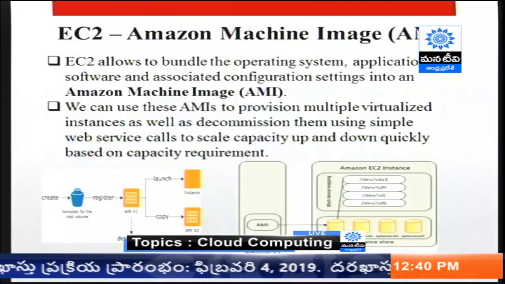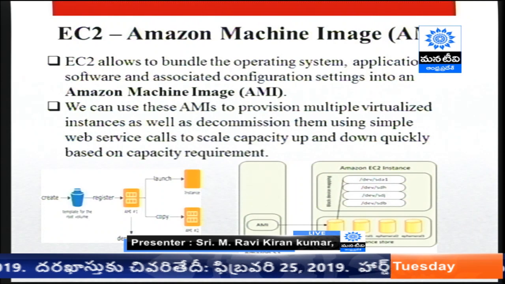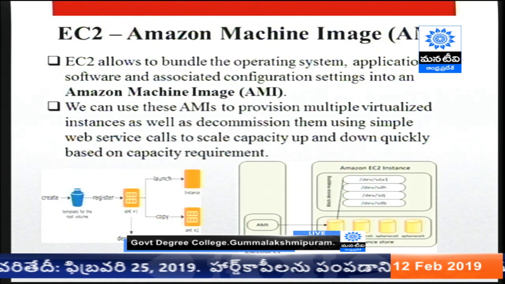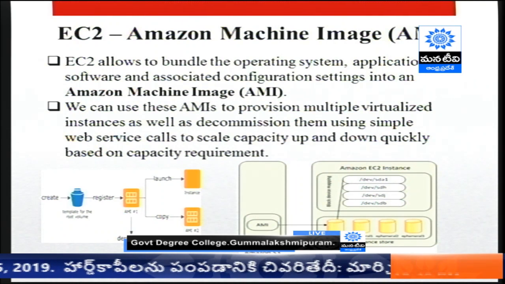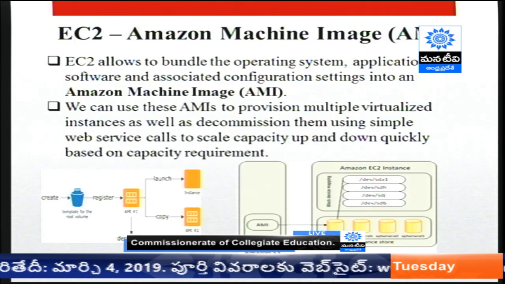As you can see, you can use these AMIs to provision multiple virtualized instances as well as decommission them when you do not need them using a simple web service call. You don't have to do anything else. You just have to make a simple web service call. On a button click, you can do all these things. You can rapidly scale them up and scale them down. That is the next topic. We will see auto scaling and load balancing.